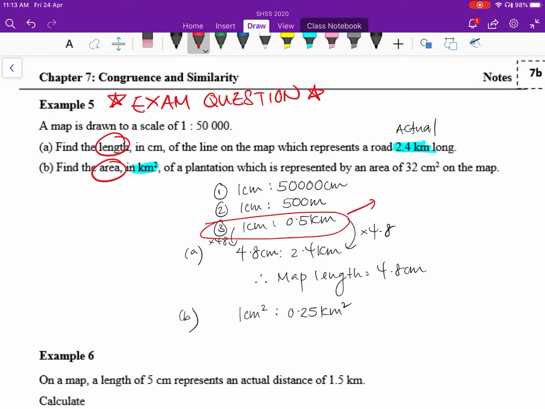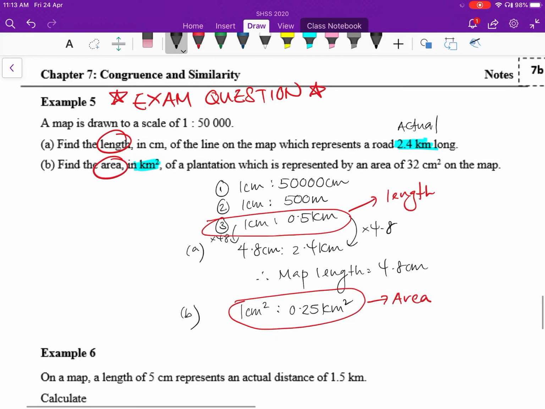Remember, this is the length scale. You cannot use it for area. This is then the area scale. Alright? Of a plantation that is represented by 32 cm square. So 32 cm square, multiply here 32, multiply 32. So this is 32 cm square on the map. So on the real ground, it is 8 kilometers square if you press your calculator. Therefore, actual area is 8 kilometers square.